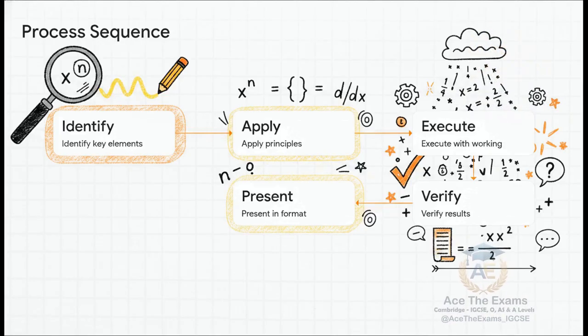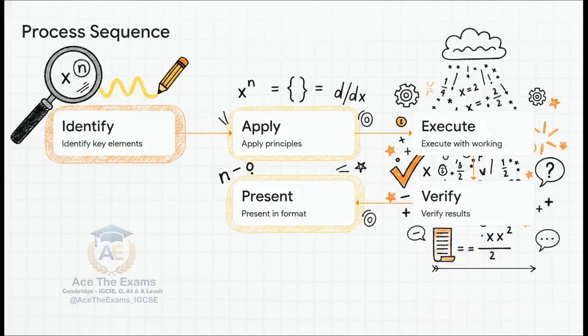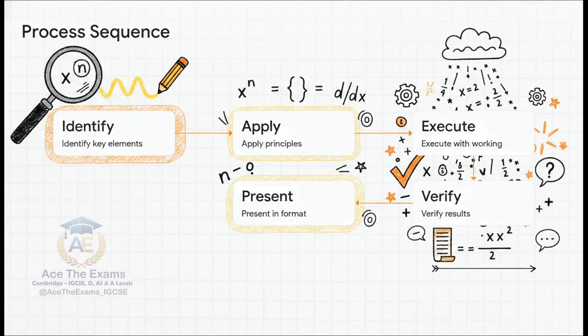Execute analysis with clear working. This is where Sam ensures every single line of algebra flows logically and beautifully to the next on the page, no erratic jumps. Step 4. Verify results. They pause. They take a calm breath. They actively check their positive and negative signs. They check their fractional exponents.